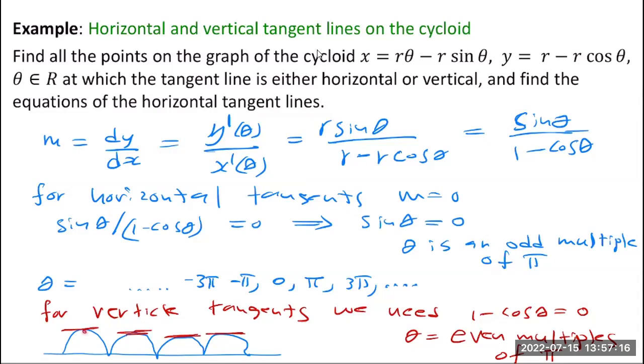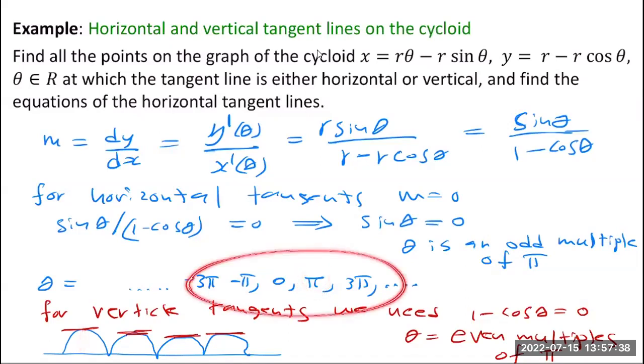To find that, I need this y value, right? So it has to be y is equal to something. Horizontal tangents are always y is equal to something. So to find that, I need to find this height. Can I find this height? Of course, yes. We know that the horizontal tangent occurs at odd multiples of pi. That means all I have to do is find this height.